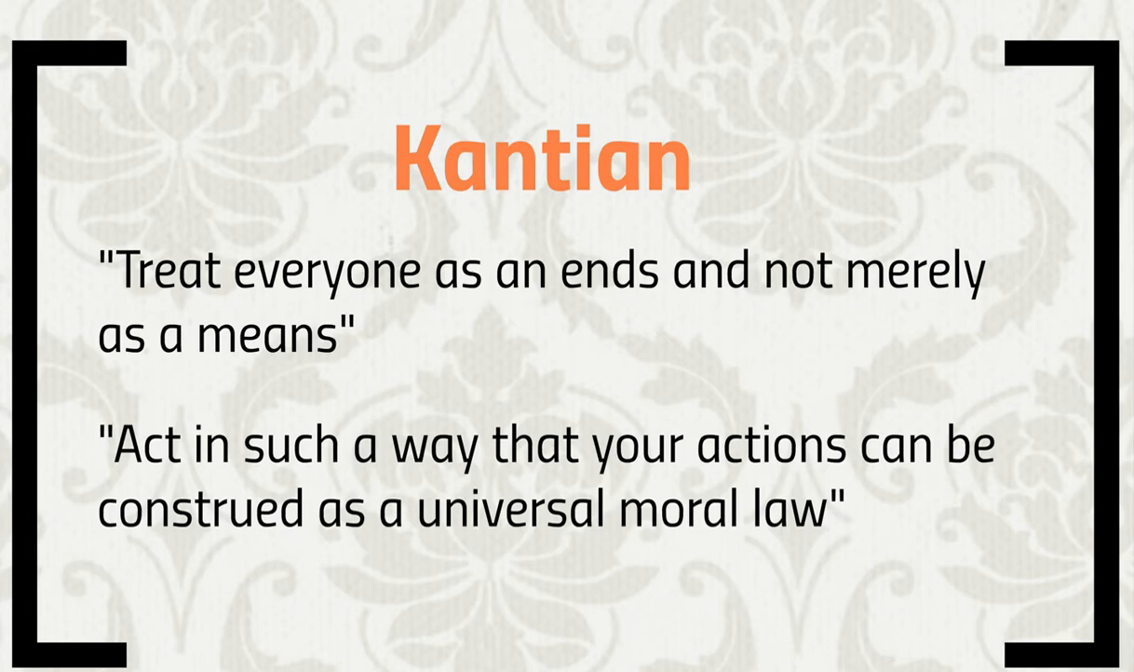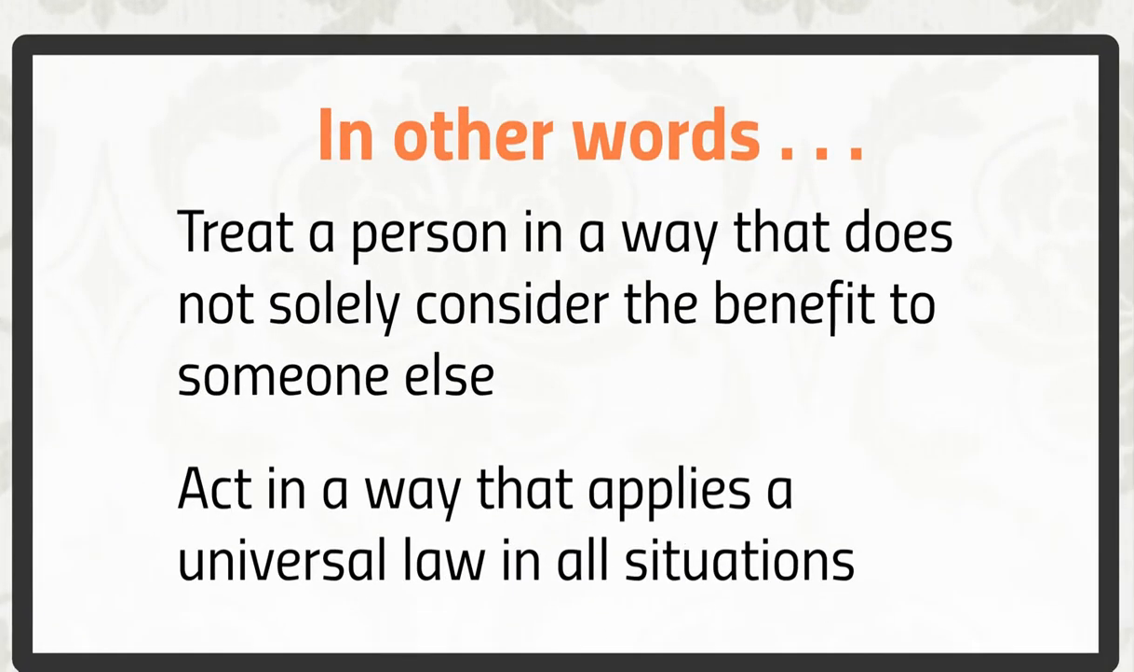Okay, so what does that actually mean? In other words, you want to treat a person in such a way that it does not solely consider the benefit to someone else. The person themselves should not be used to achieve something else. They shouldn't be manipulated, and they should not be treated as an inanimate object. The other part is that we need to act in a way that can be seen as a universal rule that is applicable in all situations. In other words, don't lie, and you would always apply that rule regardless.